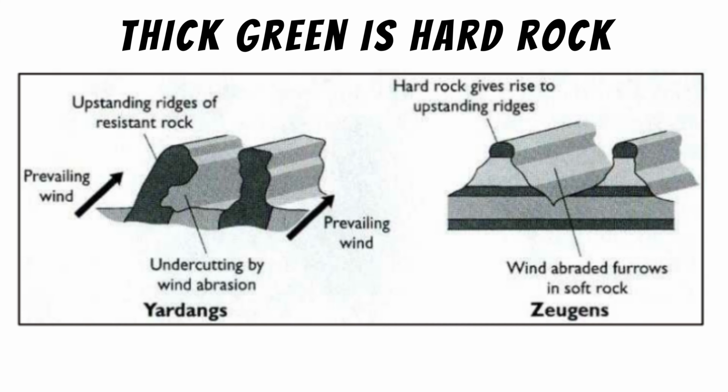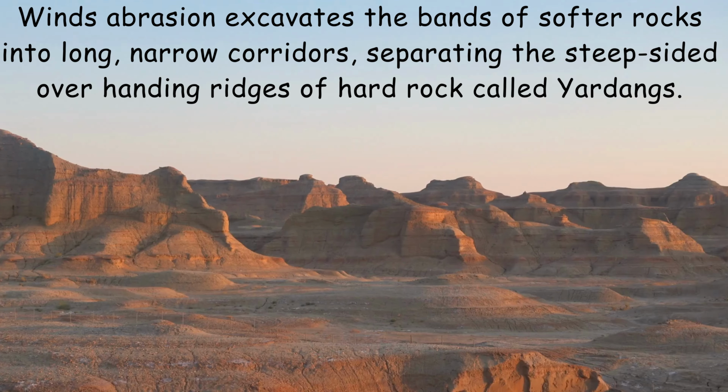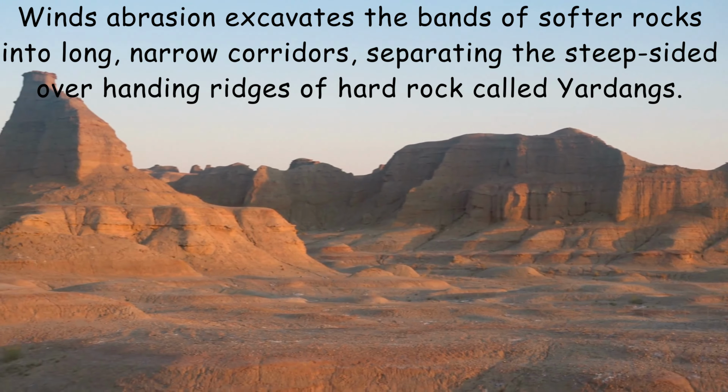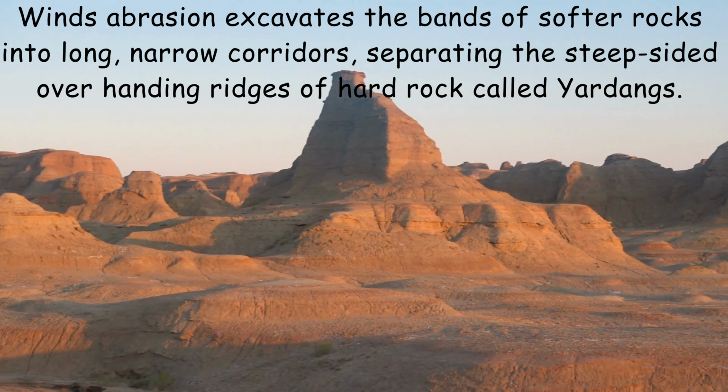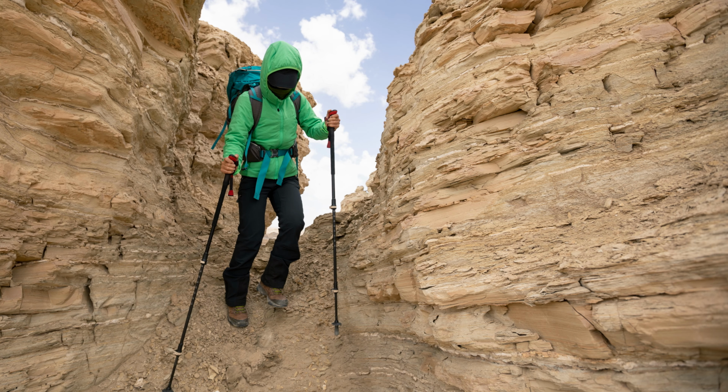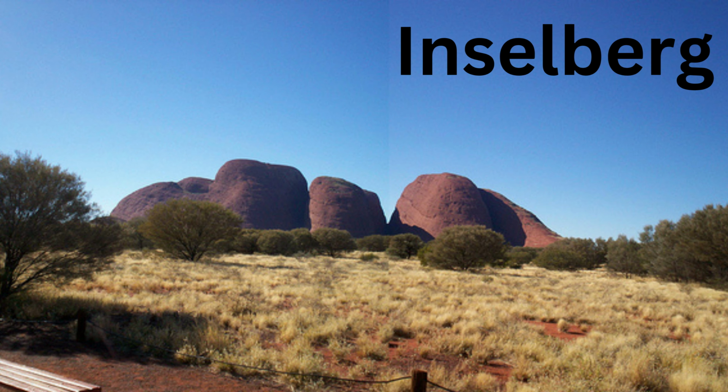Yardangs. Yardangs look quite similar to zeugen, but instead of lying in horizontal strata upon one another, the hard and soft rocks of yardangs are vertical bands. Rocks are aligned in the direction of prevailing winds. Wind's abrasion excavates the bands of softer rocks into long, narrow corridors, separating the steep-sided overhanging ridges of hard rock called yardangs.